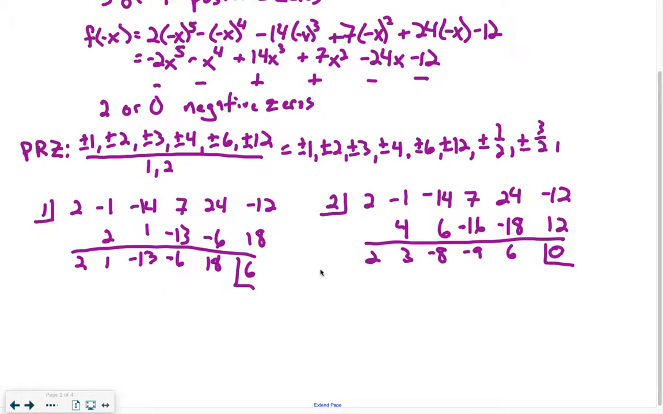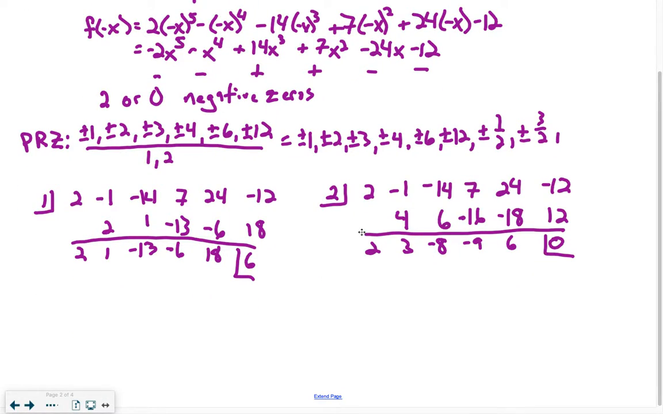Okay, so my depressed polynomial, since I started with a 5th degree, this depressed polynomial would be 2x to the 4th. Since I started with a 5th degree, we just go 1 degree down. So plus 3x cubed minus 8x squared minus 9x plus 6. And now I just want to continue the process.